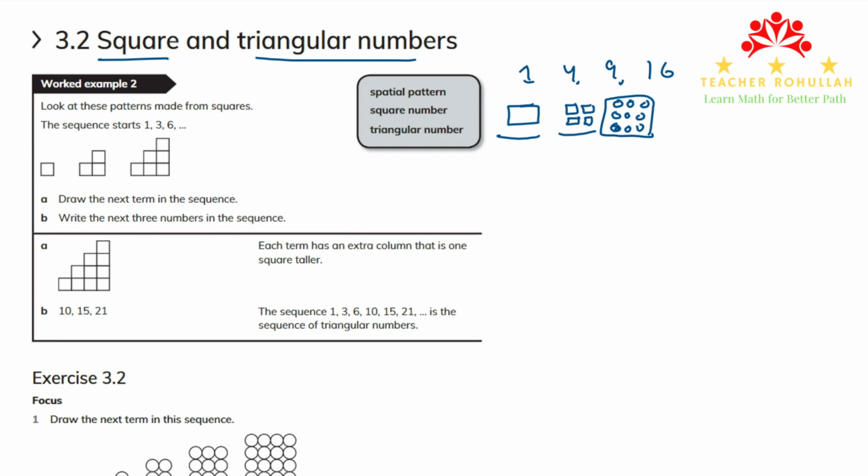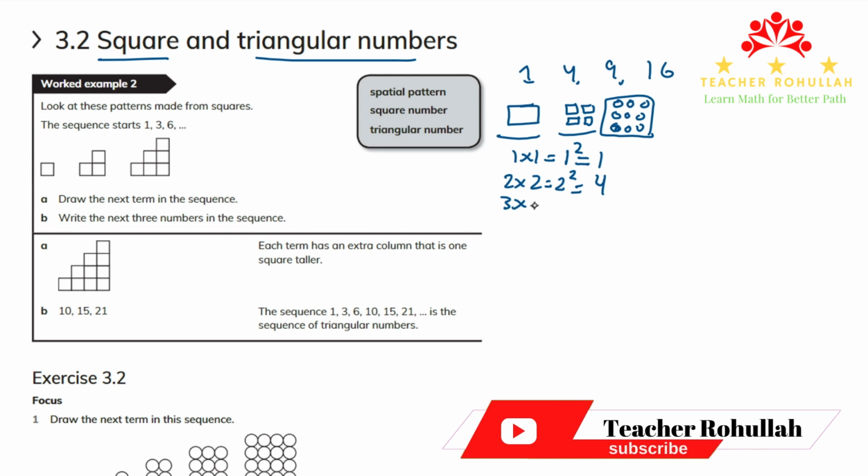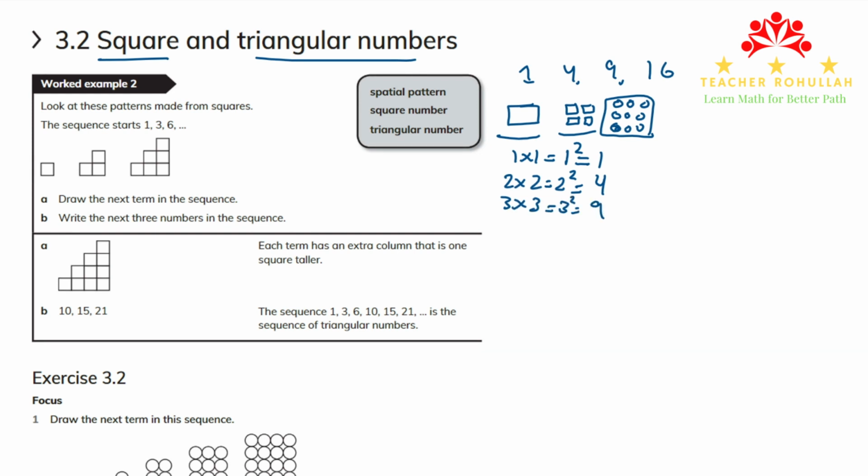On the other hand, square numbers are the numbers that we can get by multiplying a number by itself. How? 1 times 1 is 1 squared, and it's equal to 1. 2 times 2 is equal to 2 squared, and it's equal to 4. 3 times 3 is equal to 3 squared, and it's equal to 9. So 1, 4, and 9 are called square numbers because we got them by multiplying 1 with 1, 2 with 2, and 3 with 3.